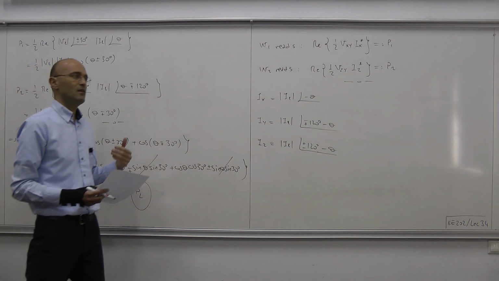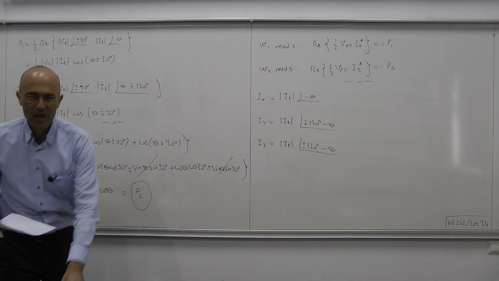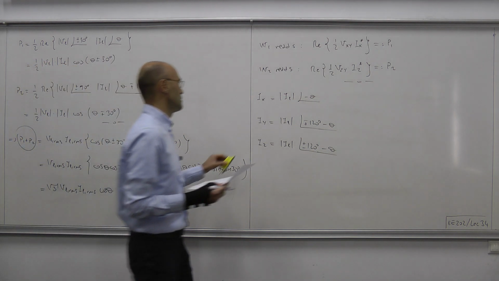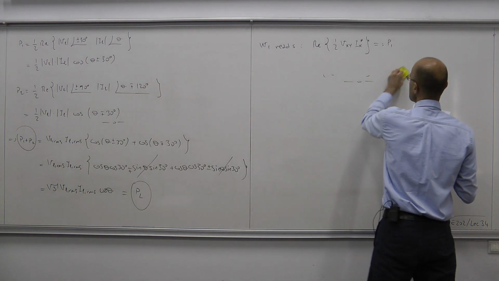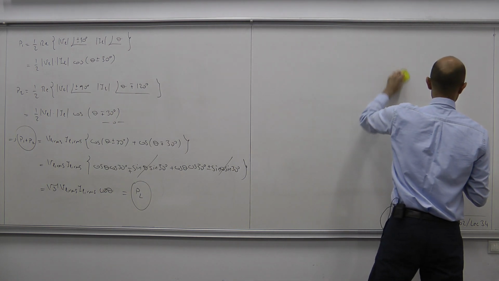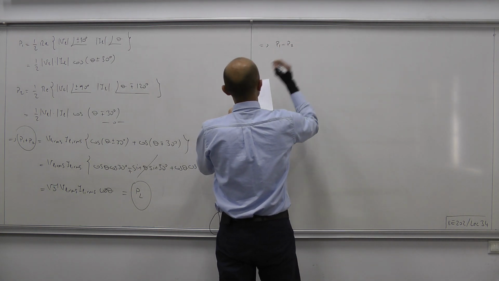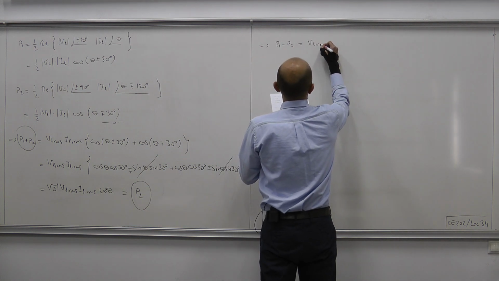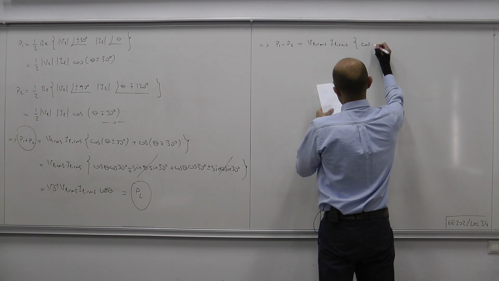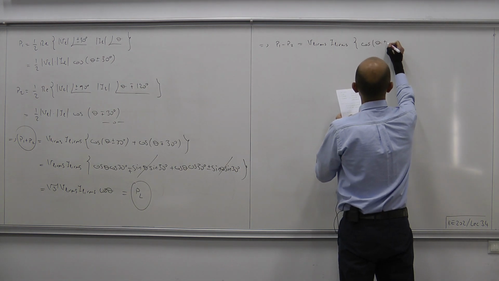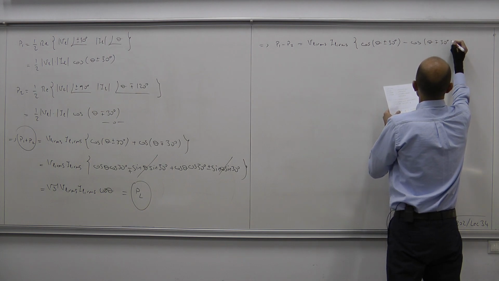Now how about the relation between P1, P2 and the reactive power, if there is a relation. For that, it turns out we have to look at the difference of those two readings, P1 and P2. Let's do that. So P1 minus P2 equals V line RMS times I line RMS. And then this time we are taking the difference of these cosine terms, cosine of theta plus minus 30 degrees minus cosine of theta minus plus 30 degrees.